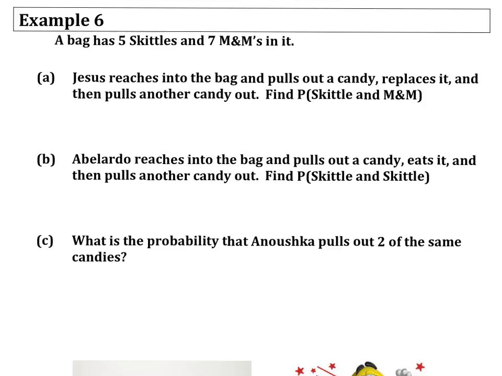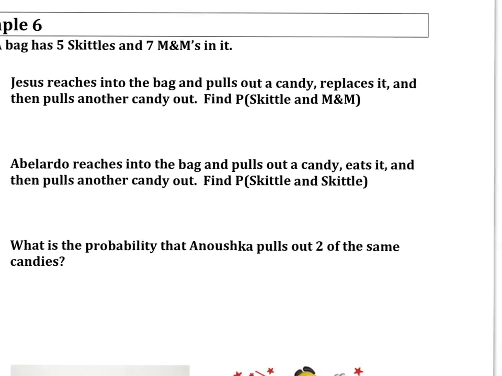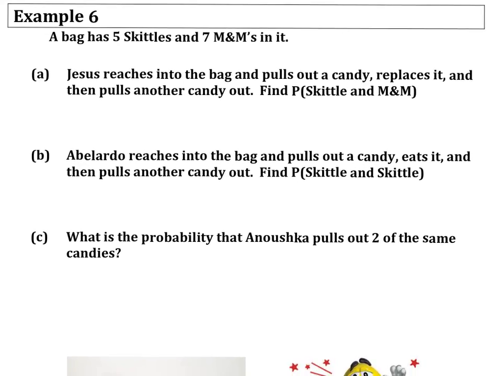This video is going to finish the notes from yesterday, so I'm going to go over example 6, 7, and 8. Starting with example 6. A bag has 5 Skittles and 7 M&Ms in it. If Jesus reaches into the bag and pulls out a candy, replaces it, and then pulls out another candy, find the probability that he will pull out a Skittle and an M&M.